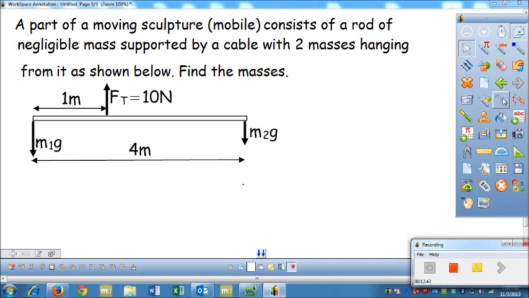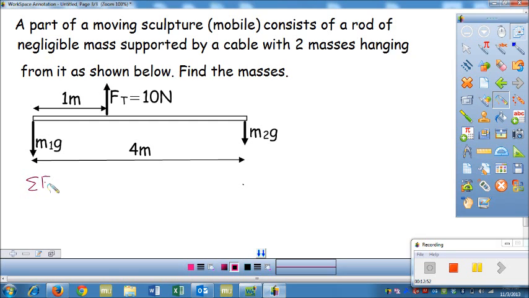Okay, let's go ahead and solve it. Once again, all of our forces are in the y direction. None of them are in the x direction. And we can say the sum of the forces in the y direction are going to equal negative M1G plus 10 minus M2G equals 0. Okay, well, let's leave that alone for now, and we'll come back to it later on.